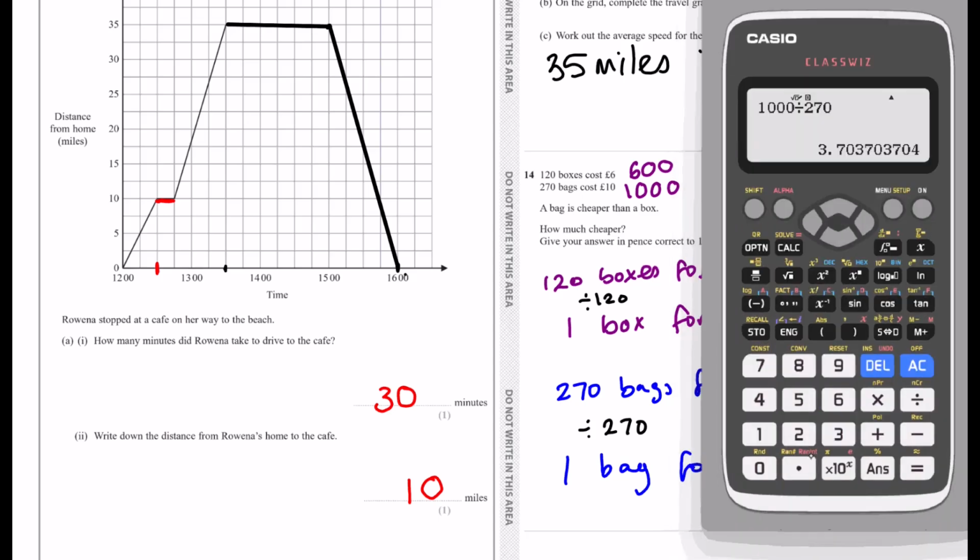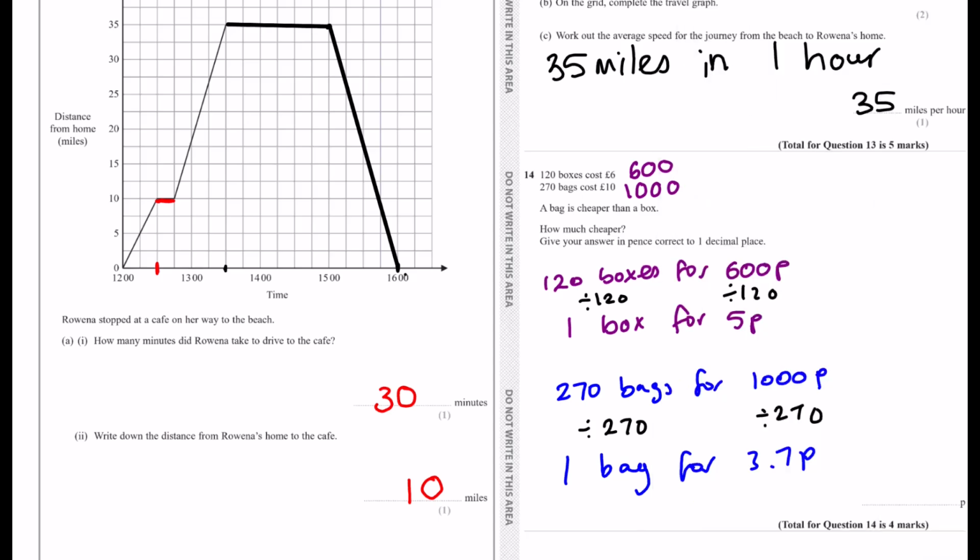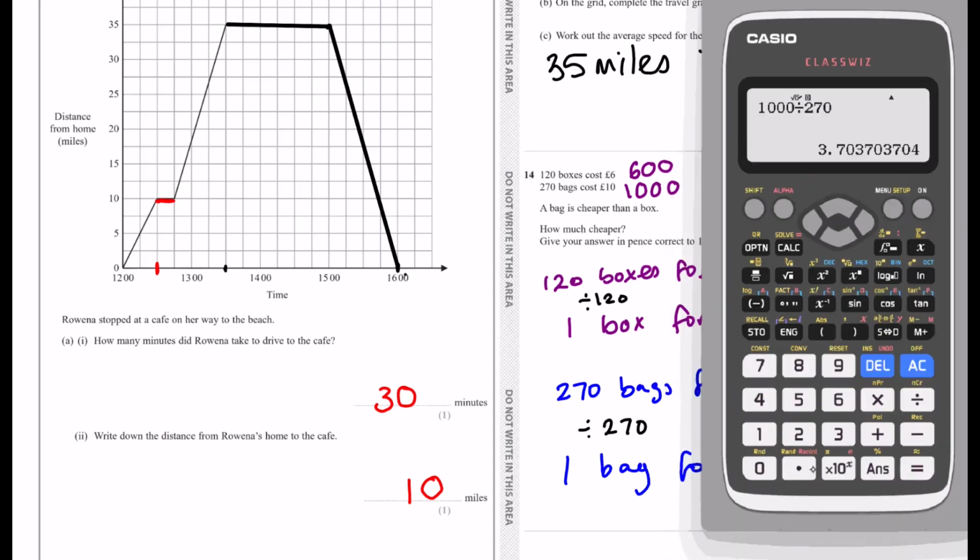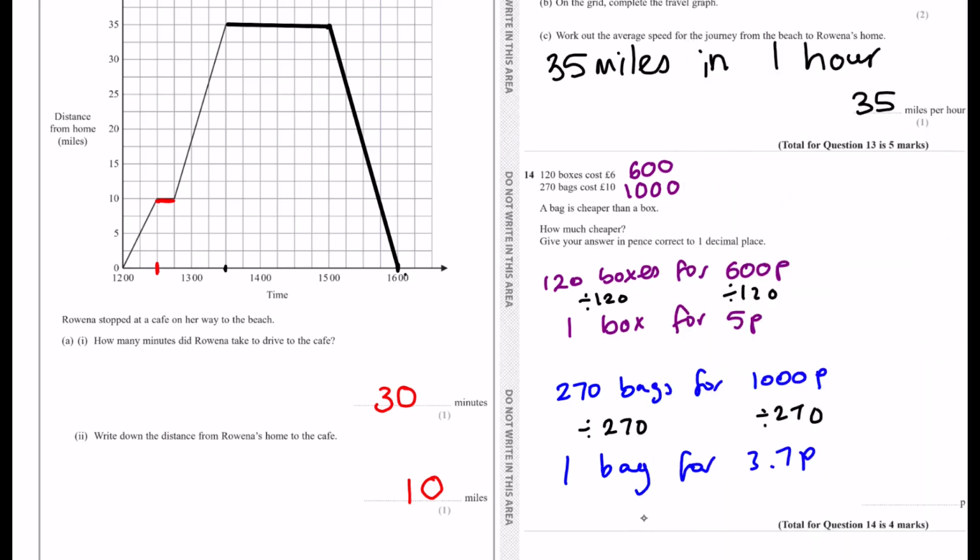So we need to work out the difference. So it's 5 take away 3.7. 5 take away 3.7 is 1.3p. 1.3 pence.